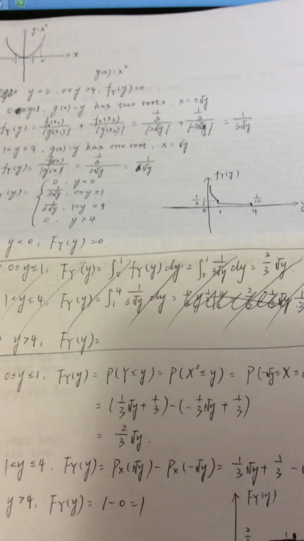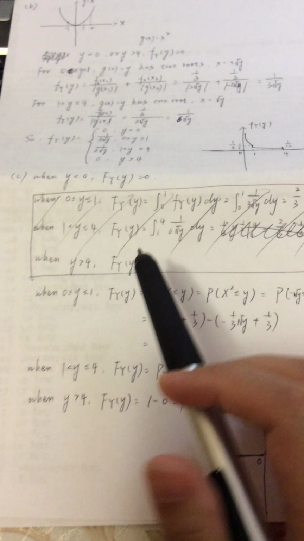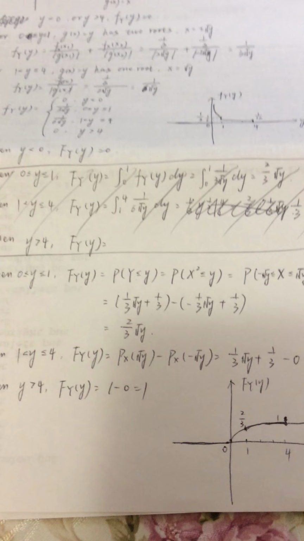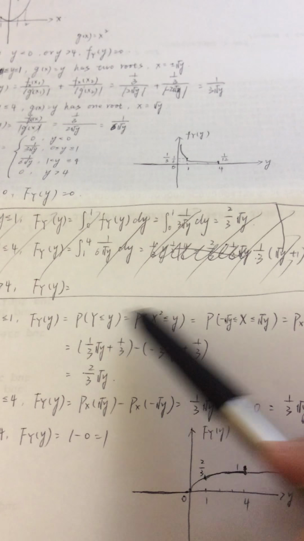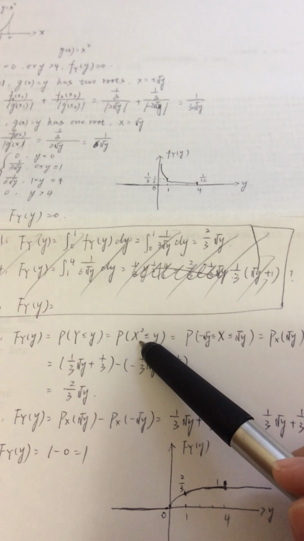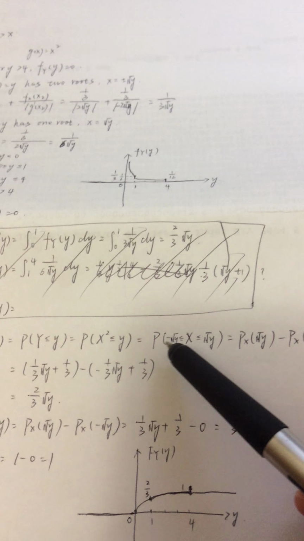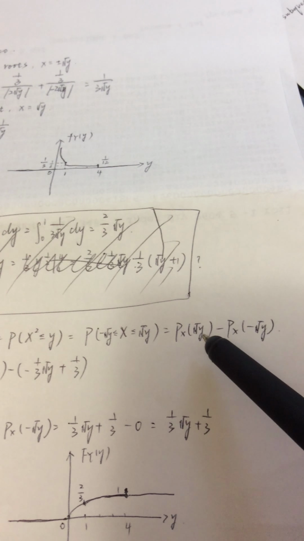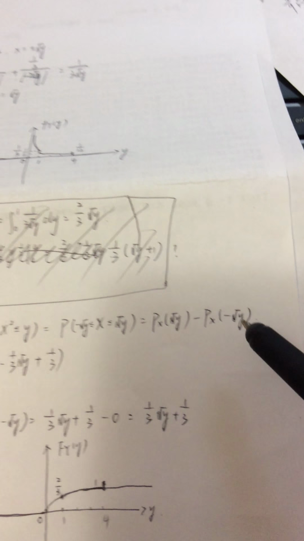For question C, find and draw capital F_Y. When y is greater than 0 and less than 1, F_Y(y) equals the probability that capital Y is less than y. Capital Y equals capital X squared, so we apply it and rewrite this inequality. We can get x greater than minus square root of y and less than square root of y, which by definition can be rewritten as F_X(square root of y) minus F_X(minus square root of y).